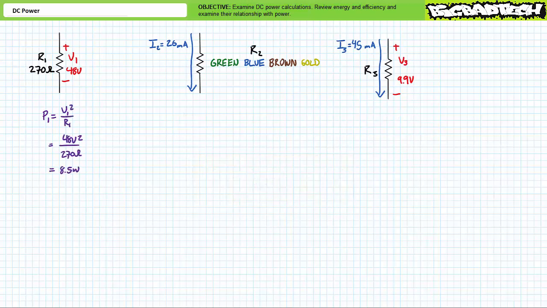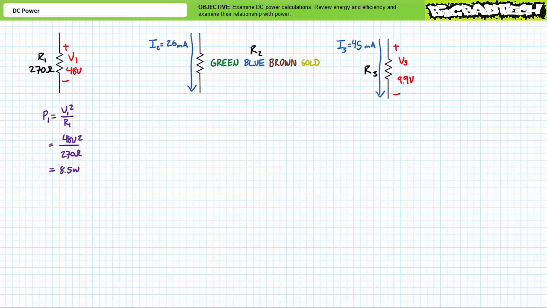Our first problem features a 270 ohm resistor experiencing a 48 volt drop across it. We're being asked to solve for power. Power is voltage squared over resistance. 48 volts squared over 270 ohms yields 8.5 watts of power.